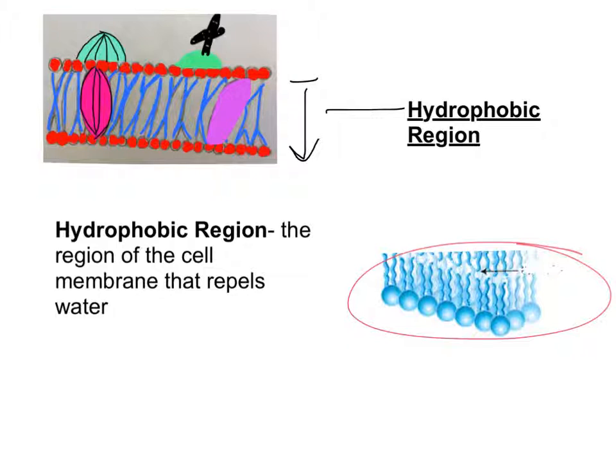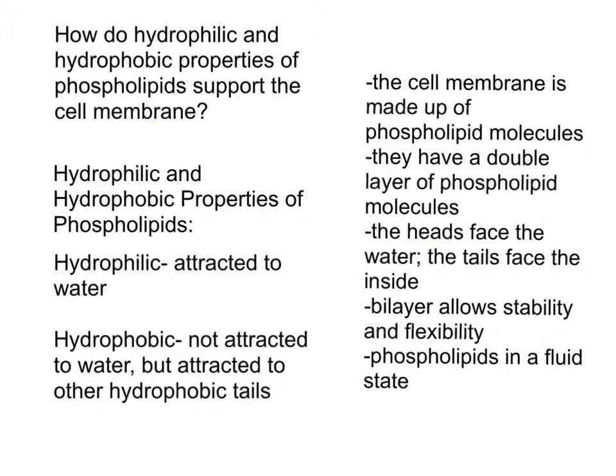So as you can imagine, there has to be a hydrophobic region. The hydrophobic region is the inside of the tails to the outside ends of the tails where the heads meet. And it's the region of the cell membrane that repels water. So the inside does not want water. These hydrophobic tails do not want water, while the heads want water. They attract it. So how do hydrophilic and hydrophobic properties of phospholipids support the cell membrane?